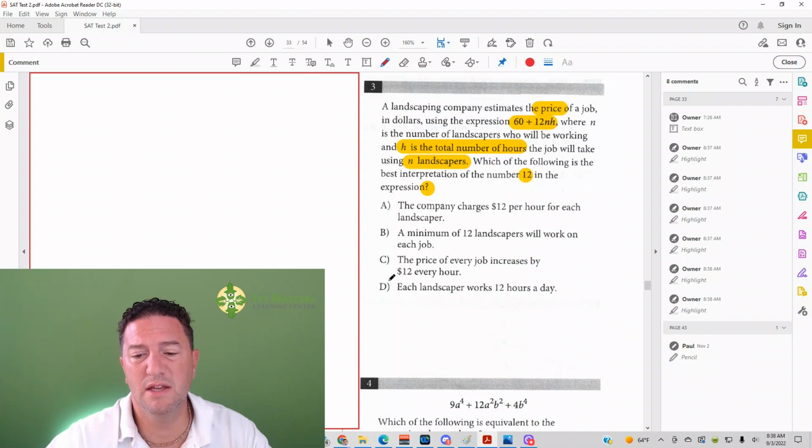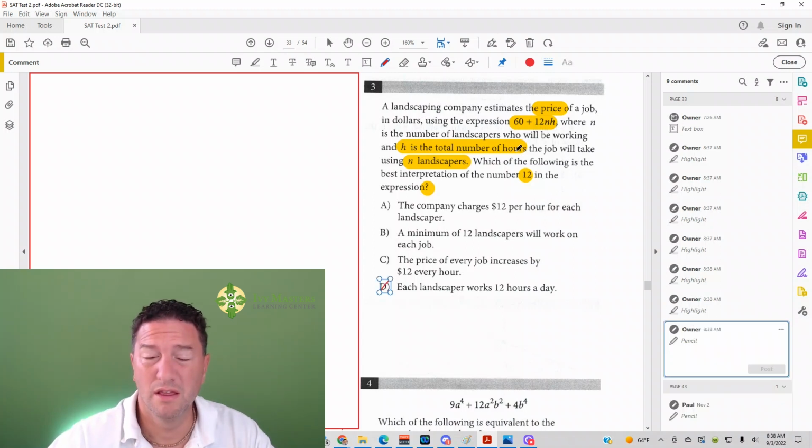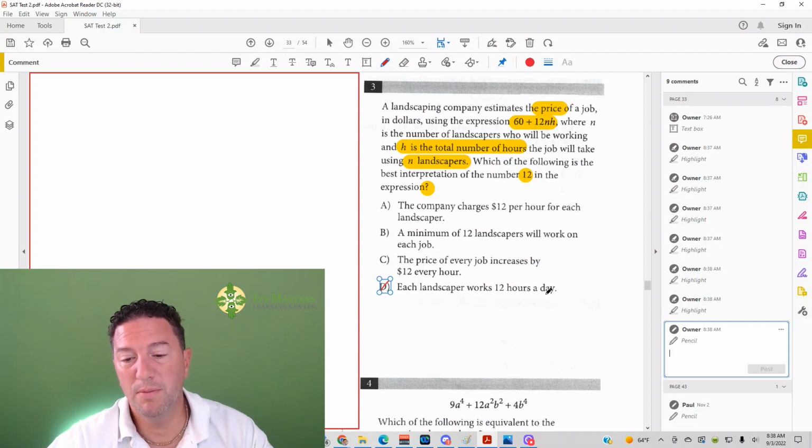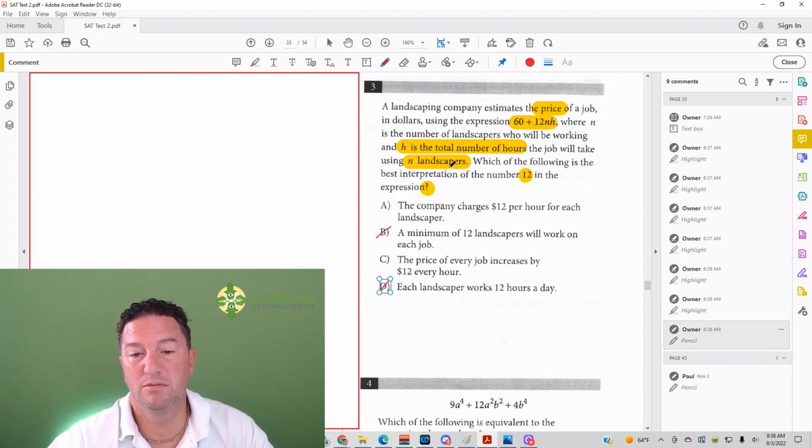Answer choice D, each landscaper works 12 hours a day. H is the number of hours. Let's say you're picking numbers and you could just do a thought experiment. Einstein would always do these thought experiments. Could you pick a different number for H for hours? Yeah, you could pick a different number of hours. So answer choice D is gone. Answer choice B, a minimum of 12 landscapers will work on each job. Well, I could pick any number for the number of landscapers as well. And then we're left with A and C.